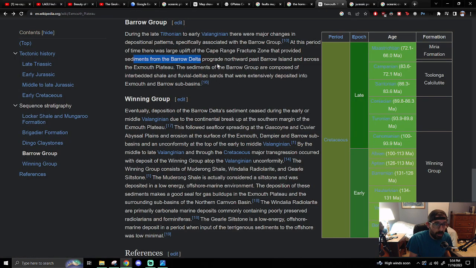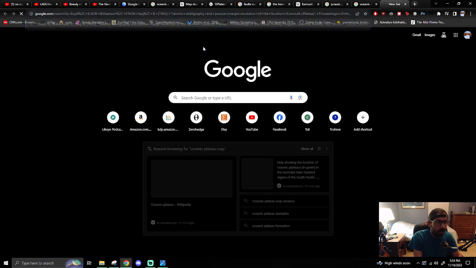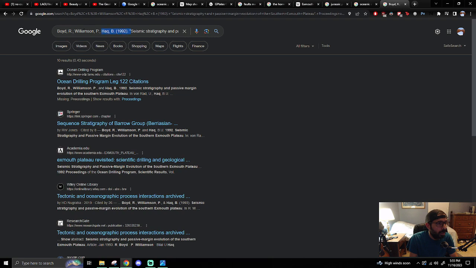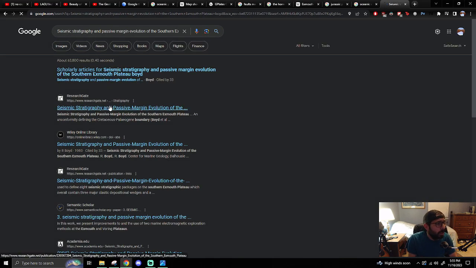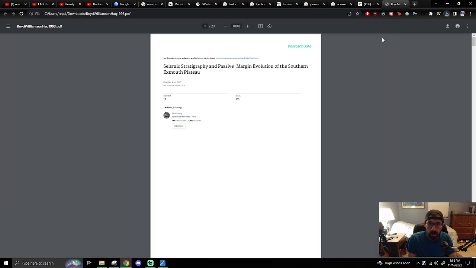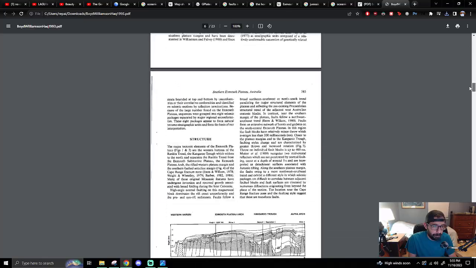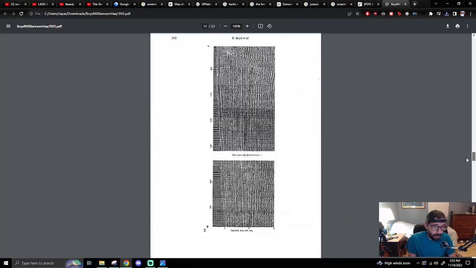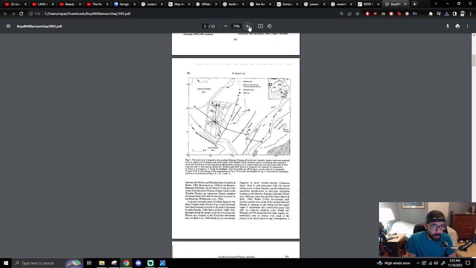Let's see. Maybe I could do that. Do that. Boyd. Hey, there's the paper. I'll have to look at this. I was hoping the map would immediately make sense. Oops.